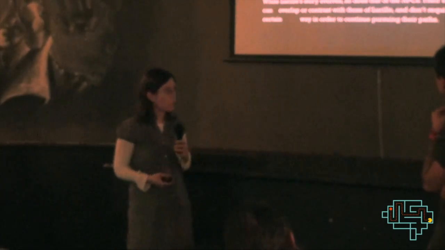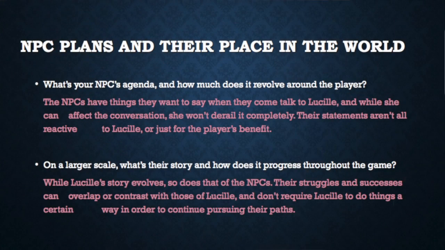So in our game, we wanted the NPCs to have a reason to talk to Lucille. It's not just, oh, you're the main character, we're going to talk to you at all times. They have their own reason. Things have happened to them, they want to talk about it, for example. So while the main character can affect how the conversation goes, the NPC has their own thing they want to say, and they're going to keep talking until they say it. They're not just talking for the benefit of Lucille or for the benefit of the player even.